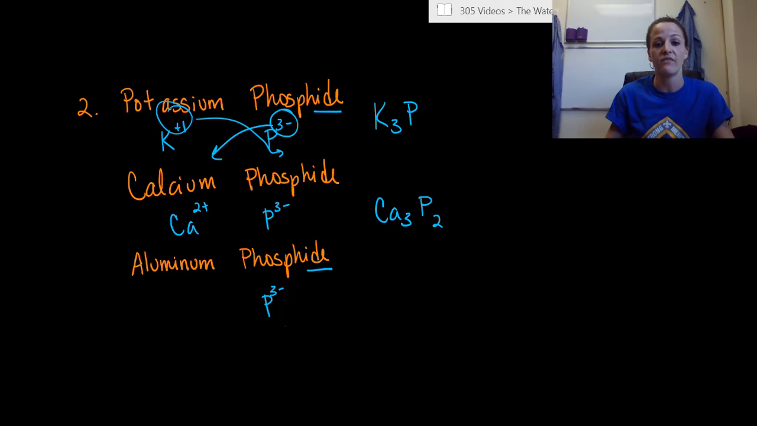All right, a last one. We have aluminum phosphide. The phosphide we've already done. Now we have to treat our aluminum. Aluminum is Al.